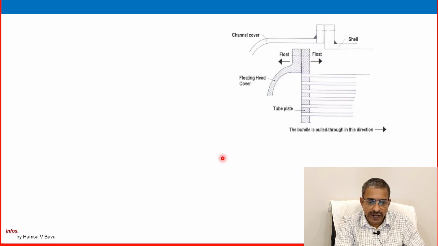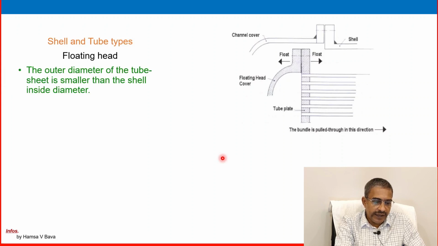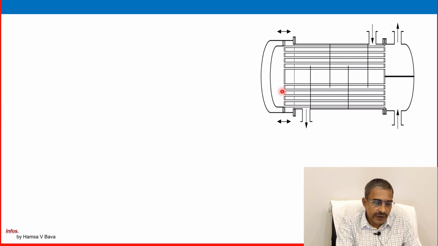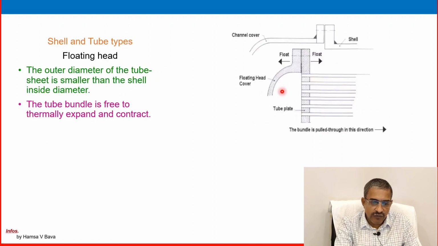Another floating type is there. See, you can see shell and tube, floating head, and the outer diameter of the tube bundle is smaller than the shell inside diameter. Of course, the tube bundle is free to thermally expand. See, the tube bundle thermally expands, and that is another one, floating head, thermal expansion type.